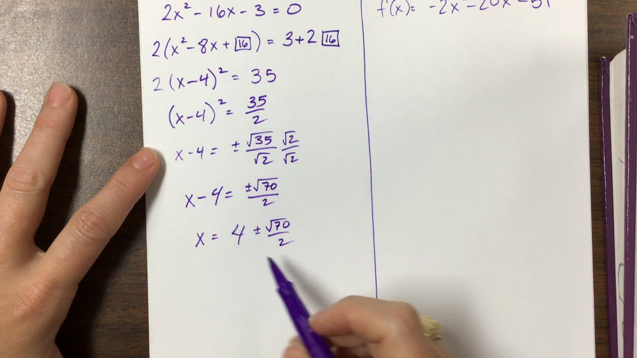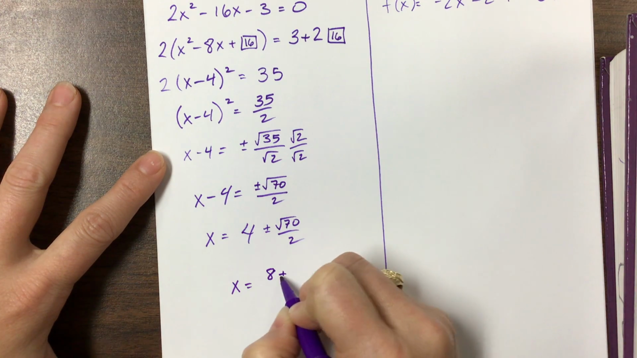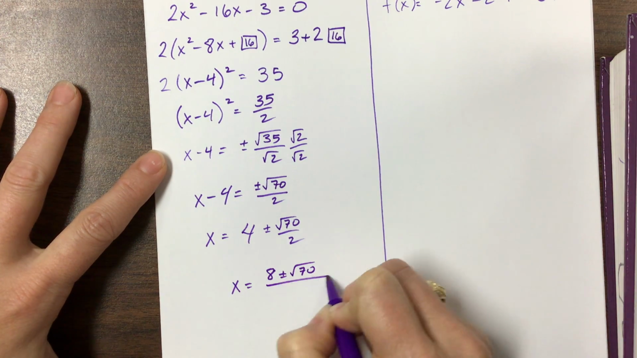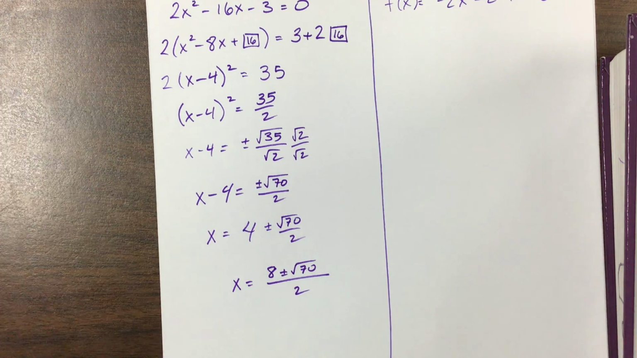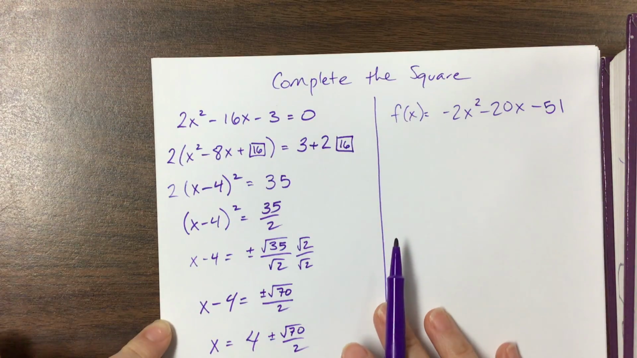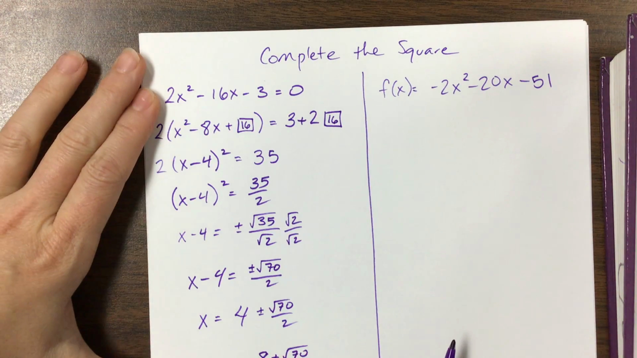And odds are, if you had done this with the quadratic formula, you would have gotten down to here. You would have had 8 plus or minus the square root of 70 all over 2. Notice that this 8 over 2 was that 4 right there. So you can go back and try this one with the quadratic formula and see if you get the same thing. But that's how I would complete the square on that problem.